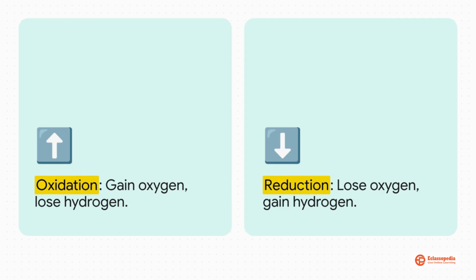Oxidation is when a substance gains oxygen or loses hydrogen. Reduction is the exact opposite, losing oxygen or gaining hydrogen. But here is the real trick. They're just two sides of the same chemical coin. They literally always happen simultaneously. If one substance is being oxidized, it is stealing that oxygen from another substance, which is simultaneously being reduced.